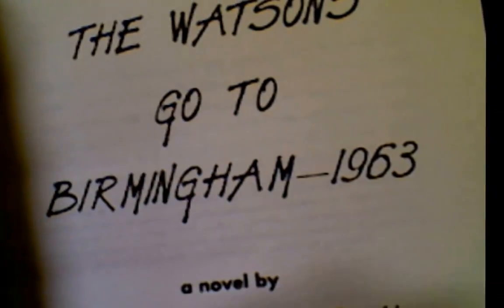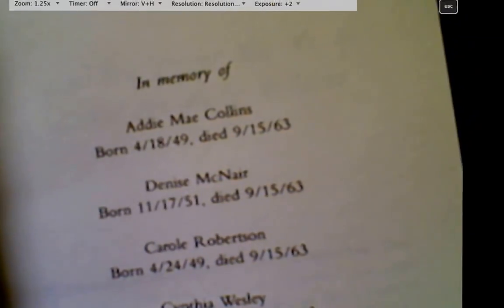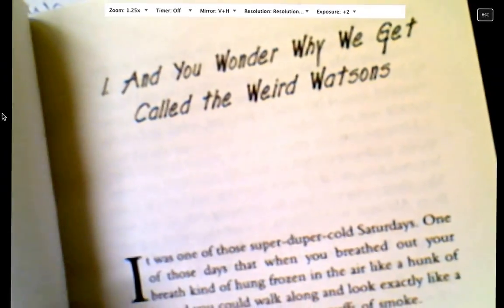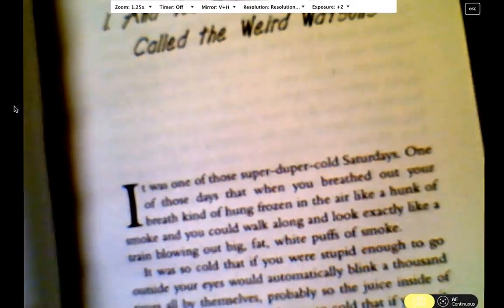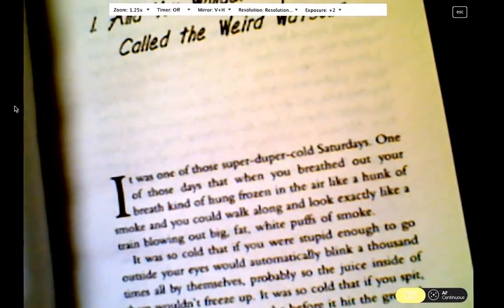This is from Watson's Go to Birmingham. And some of you have already done a really nice job of reading this story. You might have done it in elementary school, but it's still a very good lead. Let's go ahead and just read this first paragraph.